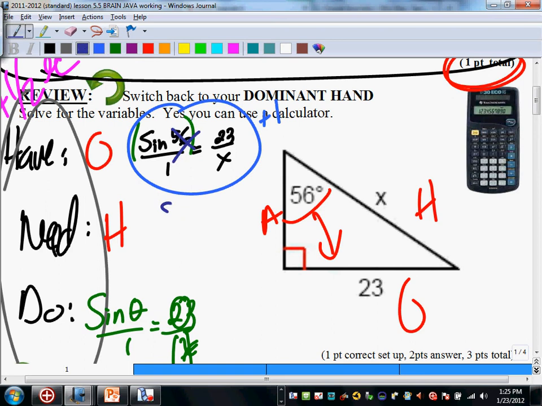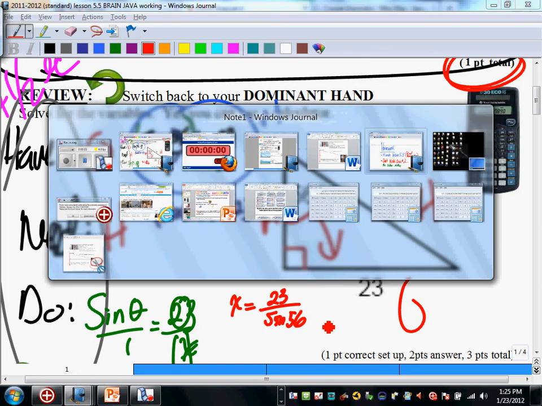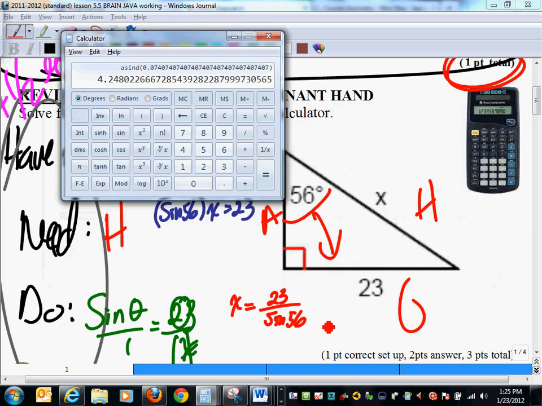Now we cross multiply. Sine 56 times x equals 23. I divide both sides by sine 56. I end up with x equals 23 over sine 56. To do this, I'm going to go 23 divided by sine of 56, and you get 27.7.